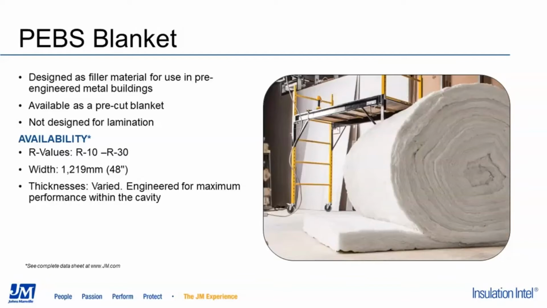We also make a PEBS Blanket, which is designed as filler material for pre-engineered metal buildings. It's available as a pre-cut blanket, not to be confused with UMBIs, which are your metal building insulation that's laminated. This is going to be your unfaced product, used for again, sound and thermal characteristics.